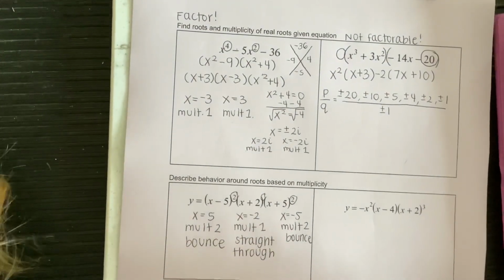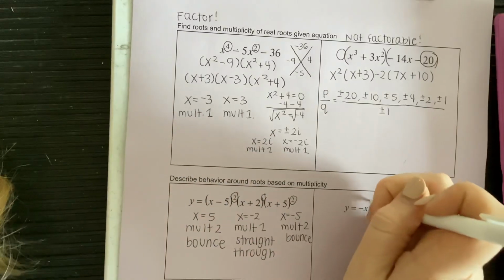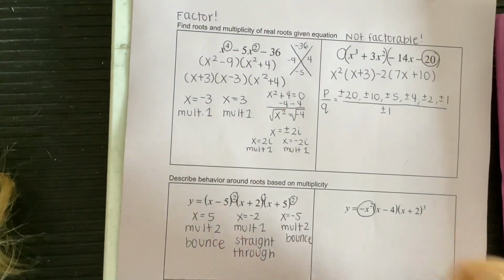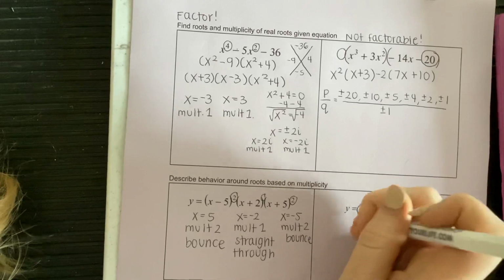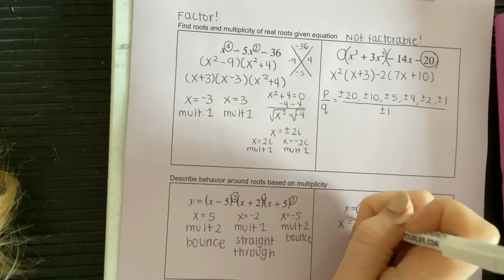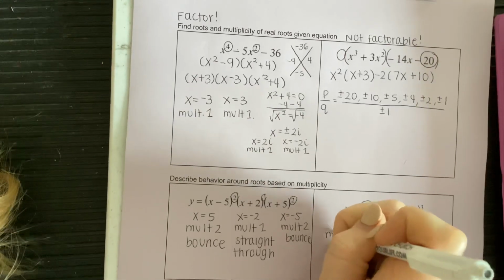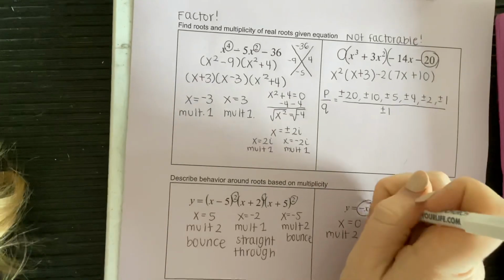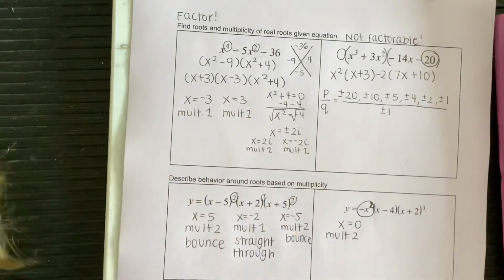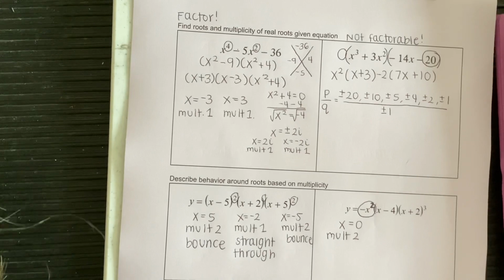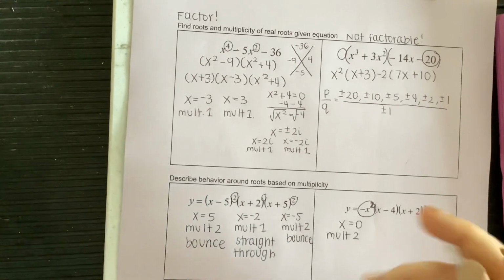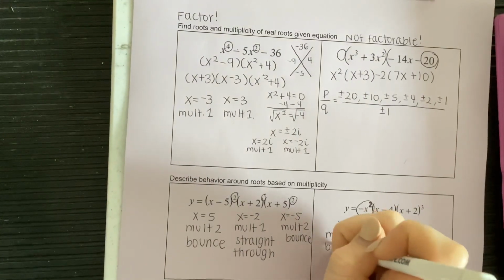I wanted to show you this one because this kind of messes with you guys sometimes. So if you set this equal to 0, right, you're just going to get that x is equal to 0, and that has a multiplicity of 2 because it's squared out here. And again, that messes with you guys every now and again, so I want to make sure you saw it. This would again be one of those bounces.